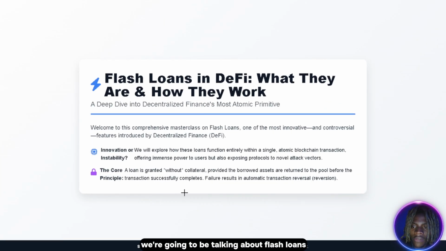What's going on, class? Today we're going to be talking about flash loans in decentralized finance. That's what DeFi stands for, if you're curious, what they are and how they work. Let's jump into a deep dive into decentralized finance's most atomic primitive.